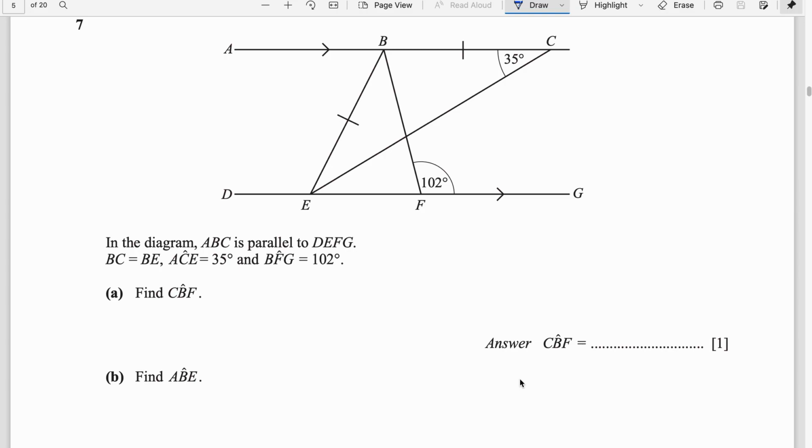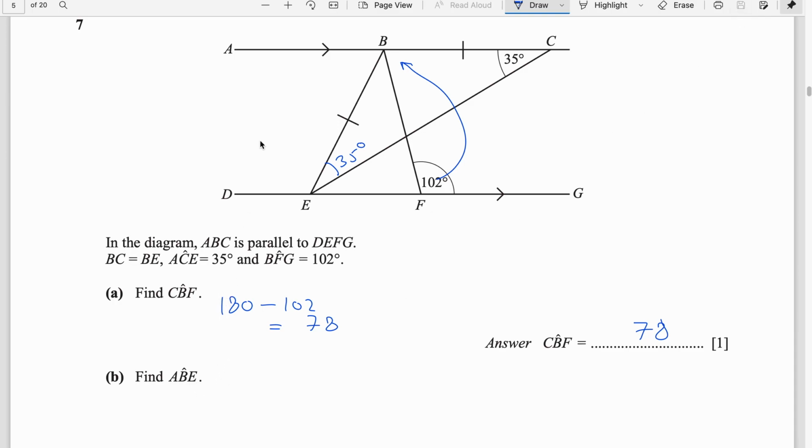Question number 7. In the diagram, ABC is parallel to DEFG. BC is equal to BE. So whatever it would be, this is isosceles. Let us copy this here. And BFG is equal to 102, that's given. Find CBF. So CBF, I'm using these two: angles between parallel lines are supplementary. So 180 minus 102, left with 78 degrees.